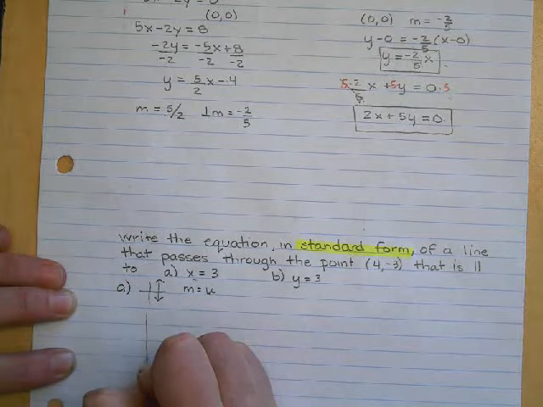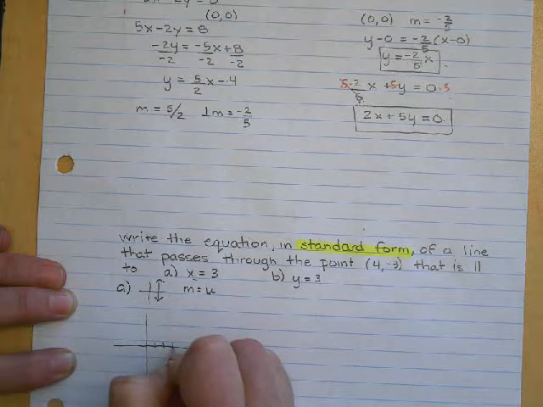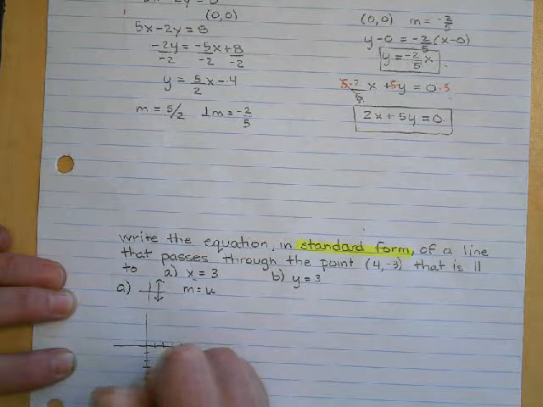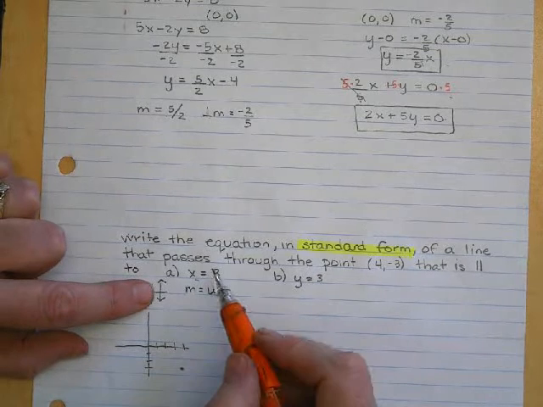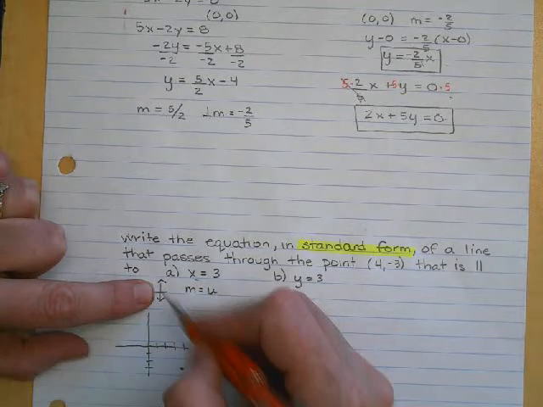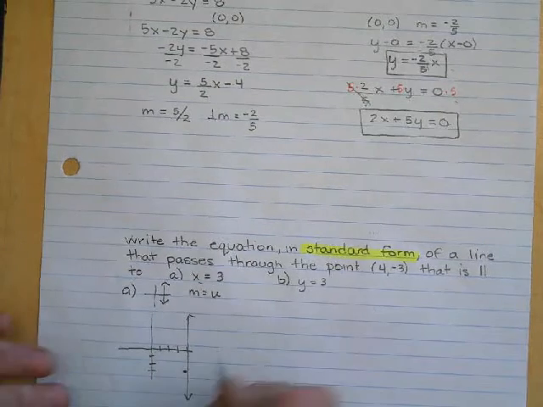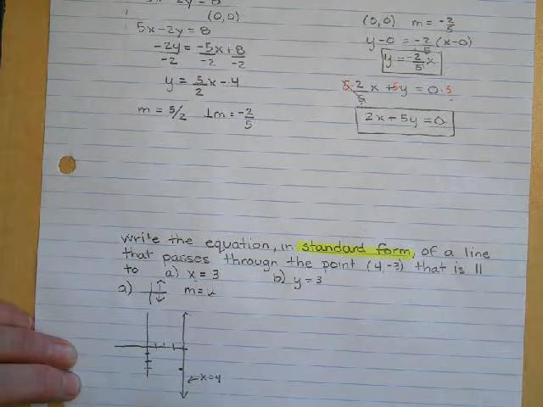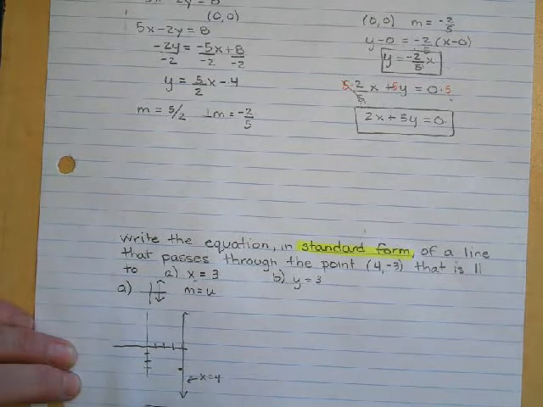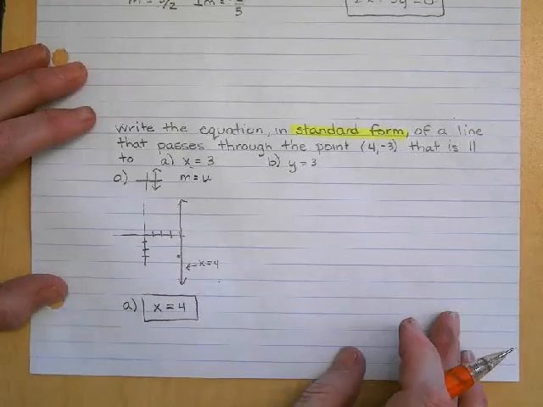Okay, so I'm going to draw like a little picture to help me on this one. Okay, so it's going to go through 4, negative 3. Okay, so it has to be parallel to that, so it has to have an undefined slope. So, oops, it has to go like that. And this is the line, x equals 4. And that is in standard form. Okay, so there's that. Oops, you guys can't see it.